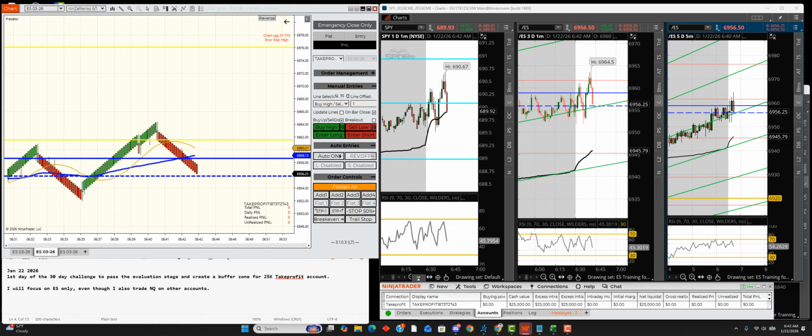Now, I would have taken this short right here. The only reason I didn't is because I've got these two in front, the overnight high and today's session open.